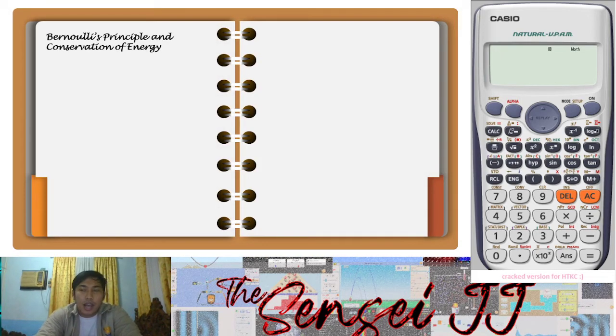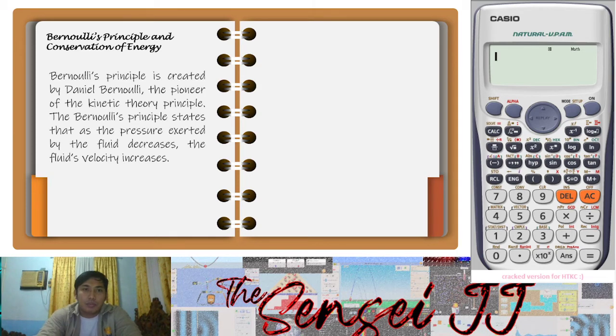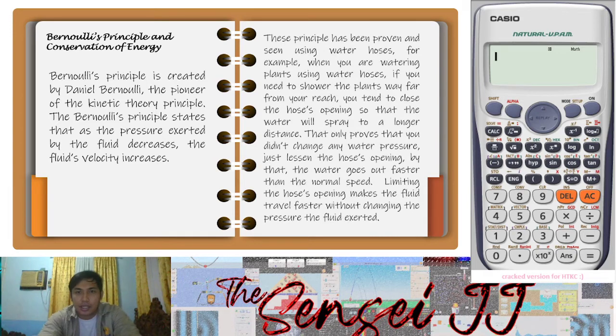Okay, so last one is the Bernoulli principle and the conservation of energy. Bernoulli's principle was created by Daniel Bernoulli, the pioneer of the kinetic theory principle. Bernoulli's principle states that as the pressure exerted by the fluid decreases, the fluid's velocity increases. This principle has been proven and seen using water hoses. So the Bernoulli principle, guys: as the pressure of the fluid decreases, the velocity increases.